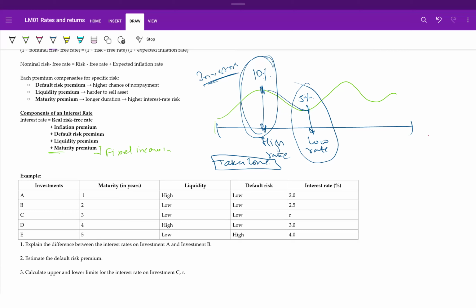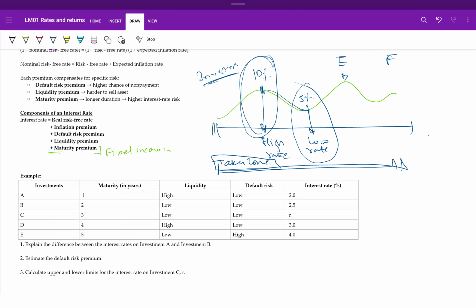So this is what the maturity premium means, because when you invest into something, there is a lock-in period also. Lock-in periods are there. The longer the time horizon, the risk actually increases. So maturity, let's say that there is an investment of E and F. So this actually has a maturity of 1 year.